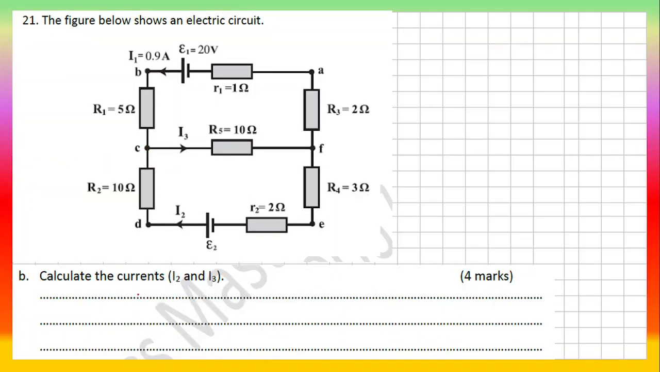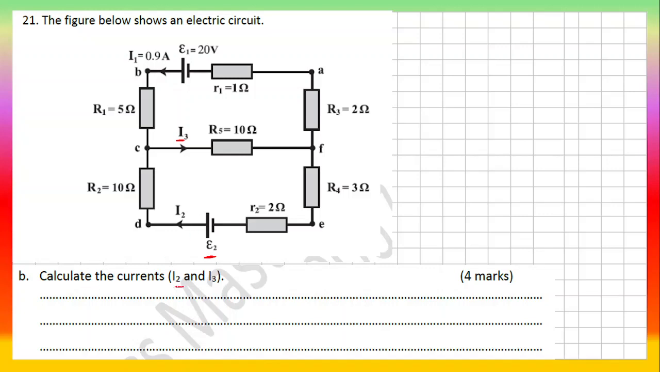Okay, next you're being asked to calculate the currents I2 and I3. If you have a circuit like this one, look at the loops that you have and which one you can easily use to get what you want. Let's consider the lower loop, running from E, D, C, F, E. If we choose this one, then we don't have I3 and we don't have E2. So two things are missing. It will be very difficult to get them.